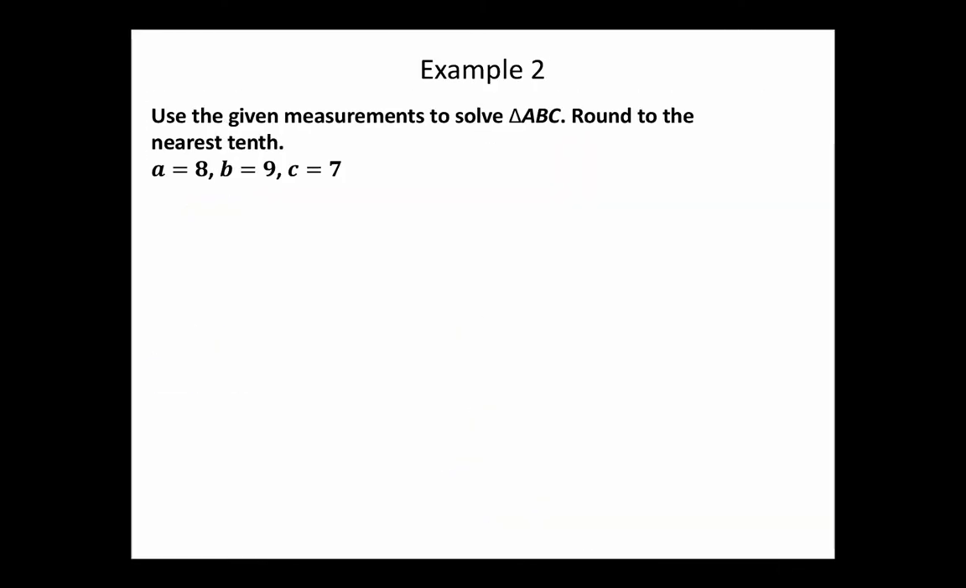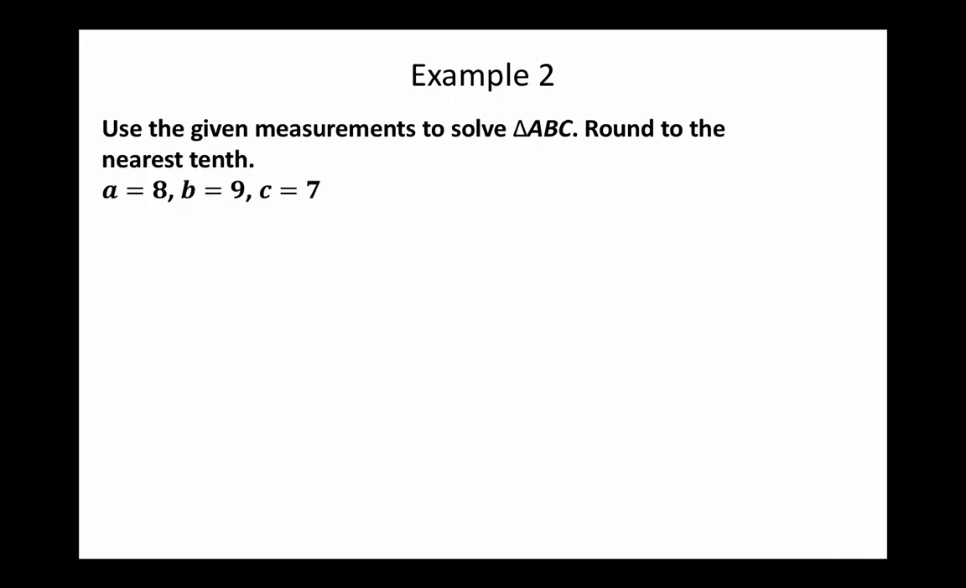On example 2, we're given a triangle ABC. We're told the 3 measurements are A equals 8, B equals 9, and C equals 7. So draw a triangle, try to make them 3 different side lengths. It's not the best, it's not the worst, it's going to be okay.